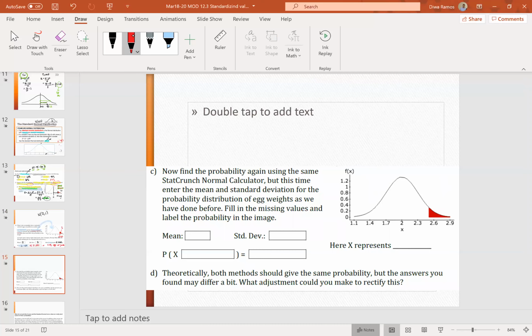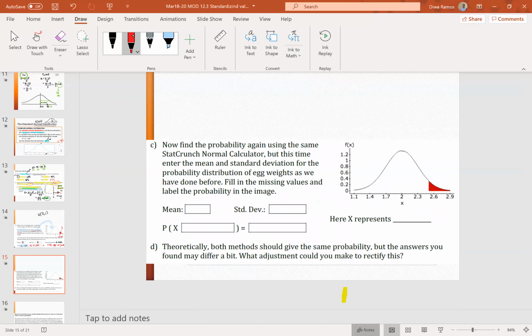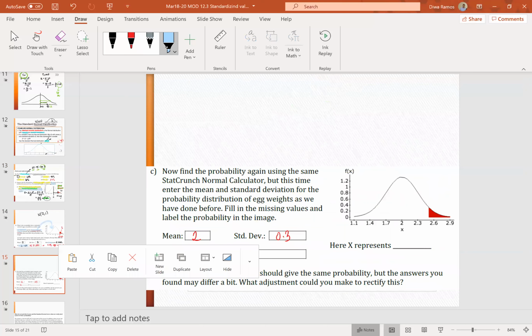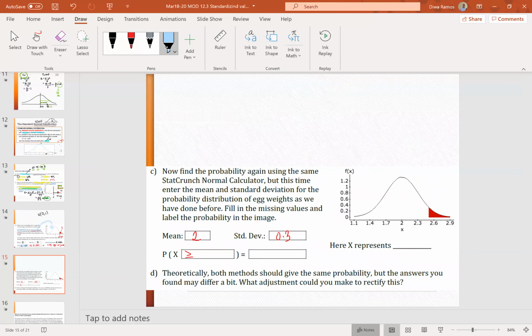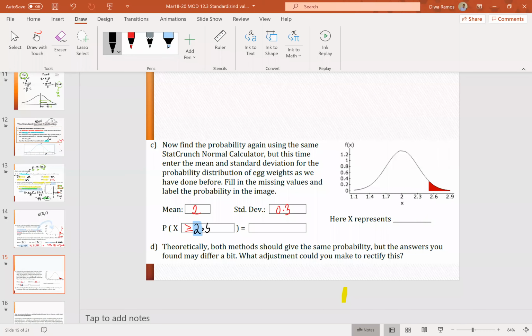So in letter C, we're using the regular numbers that we have from the problem. Namely, the mean, I think, was 2. The standard deviation is 0.3. And for it to be considered a jumbo egg, it has to be at least 2.5 in here. So it has to be more than 2.5. What are these pop-up boxes doing here? I deleted them. Okay, so 2.5.